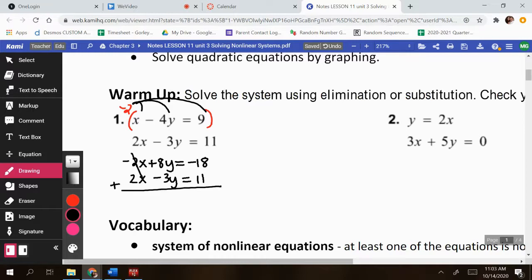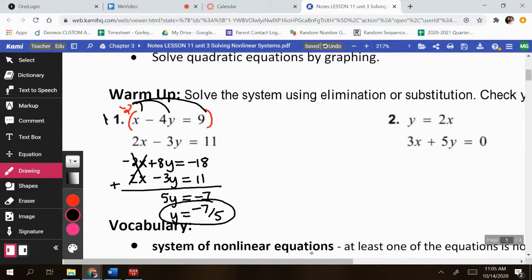If we add those together, the x's cancel, right? We've got negative 2x plus 2x, which just becomes 0. 8y minus 3y would end up being 5y, and that's going to be equivalent to negative 7. If I divide both sides by 5, I would get that y is equal to negative 7/5. Okay, so we are not done yet. We just solved for y. We still have to get what x is equal to.